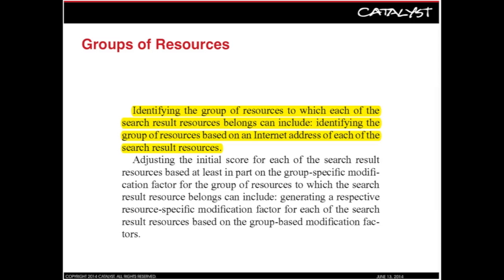And then they ended up grouping resources together, and they say this group of resources belongs to a particular domain, for example. So all the pages on catalystsearchmarketing.com belong to the domain of catalystsearchmarketing.com. So it's a group, and it's important to understand because the way the patent works is it's going to treat a particular individual resource a little bit differently based on the group it belongs to. So again, an individual resource is a website.